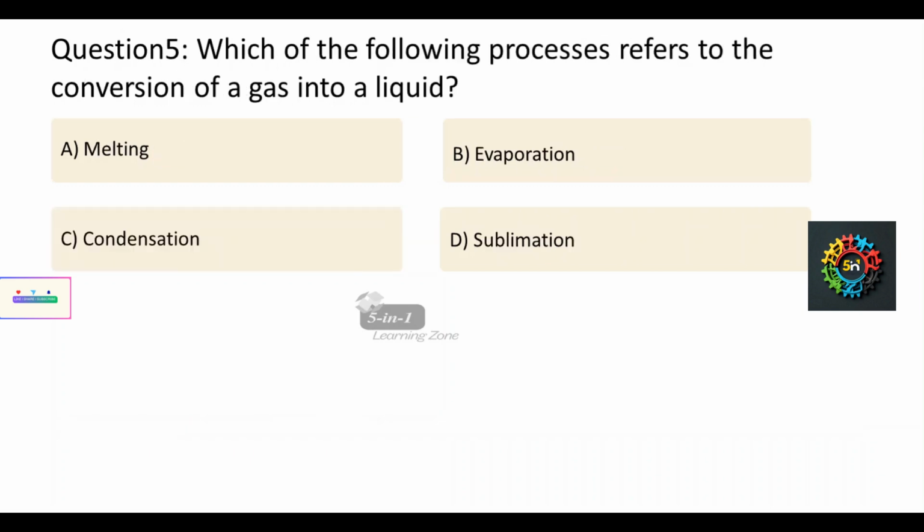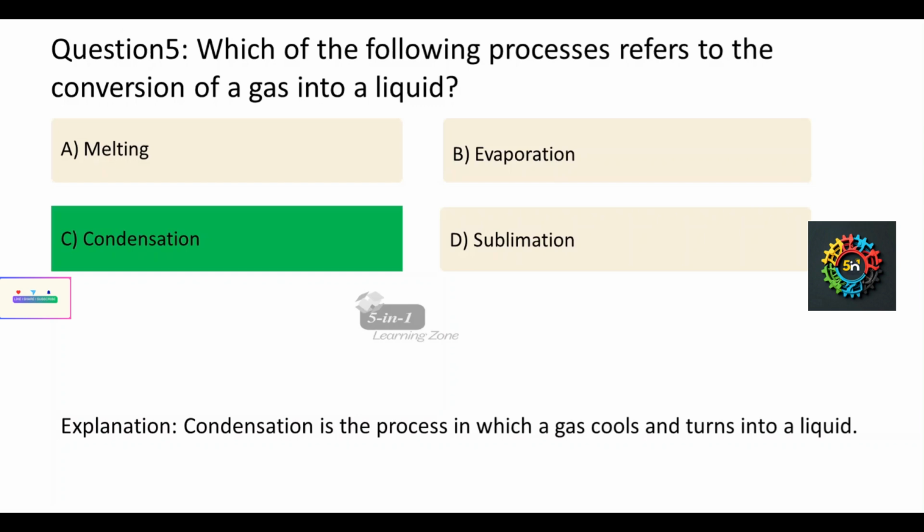Question 5. Which of the following processes refers to the conversion of a gas into a liquid? Correct answer: C. Condensation. Explanation: Condensation is the process in which a gas cools and turns into a liquid.